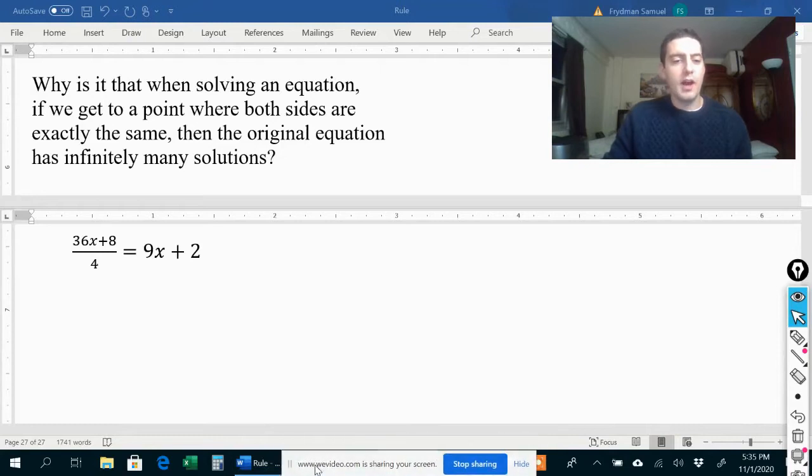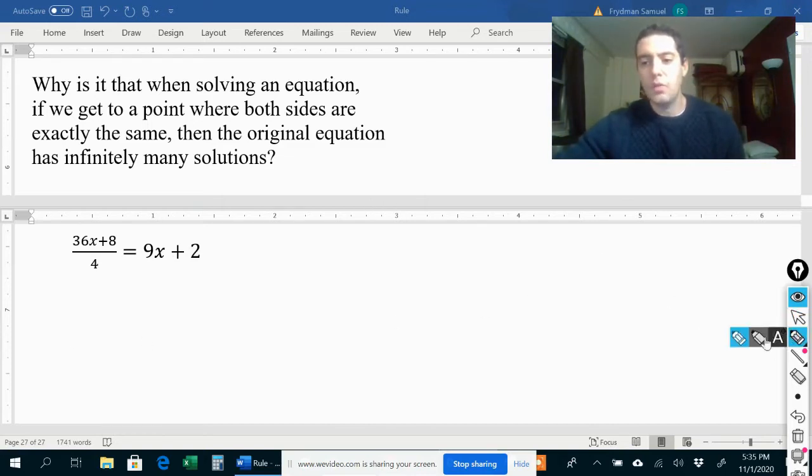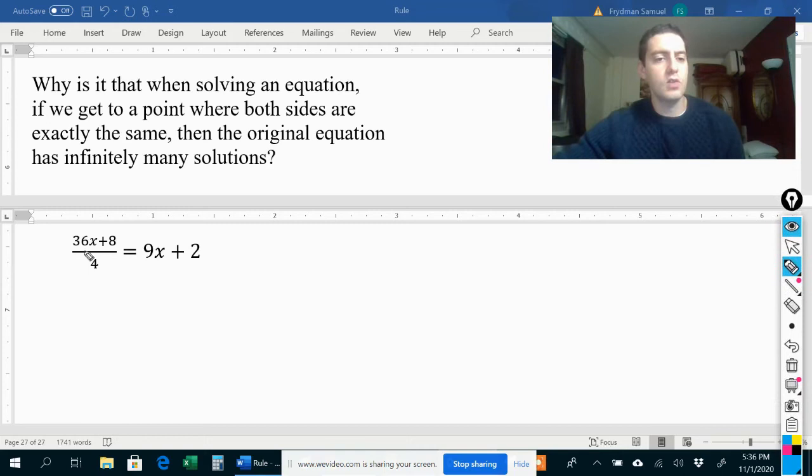So over here, I have an equation (36x + 8)/4 is equal to 9x + 2. And you can see that both sides here do not look exactly the same. So what would I start doing in solving this equation? Well, I can see that this is all being divided by 4. So one thing I might try to do is multiply both sides by 4. And of course, if I'm multiplying or dividing, I have to do it to every single term. So it's not just this or this. I would have to multiply this whole thing also by 4.